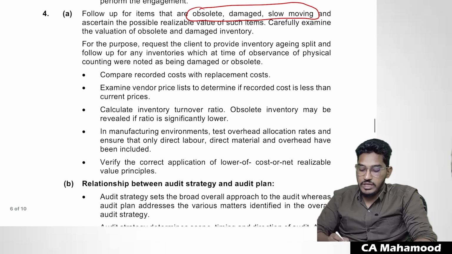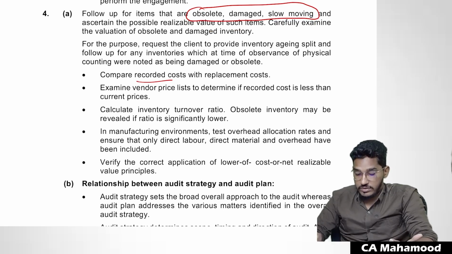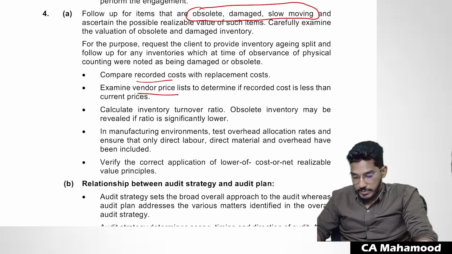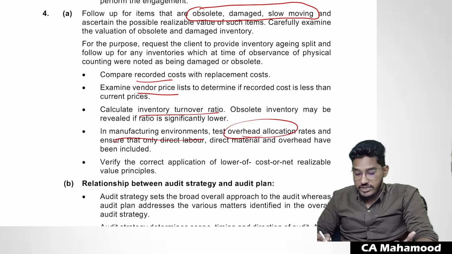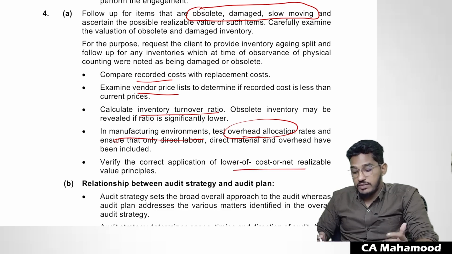So what you should do, you should compare the cost with the replacement cost. You should get a list of vendor prices to check whether the cost is less than the current prices. Calculate inventory turnover ratios, you can do. In manufacturing environments, you can even check the overhead allocation to know the valuation properly. And we have to check the AS requirement, whether it is valued at cost or NRV, whichever is lower, or not.